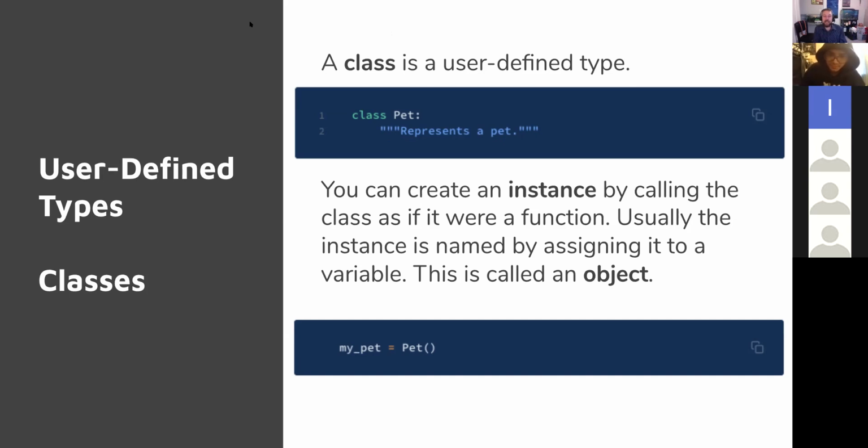So we can create an instance of a class by calling the class as if it were a function. Usually the instance is named by assigning it to a variable, and this variable is called an object. So if we want to make an instance of class pet, then we say pet and then two parentheses, open and close. Yes, you can have something inside there, but we're not going to talk about that just yet. And then you will have an instance of that class as a variable, and that variable is called my pet in this case. Then you have access to all of the data and all of the functions that are within this class. All right, that is called an instance.